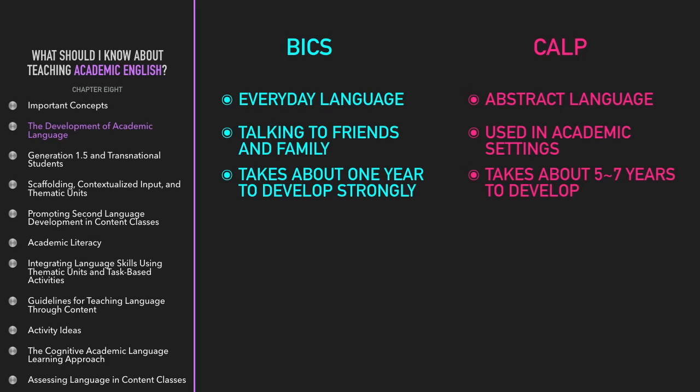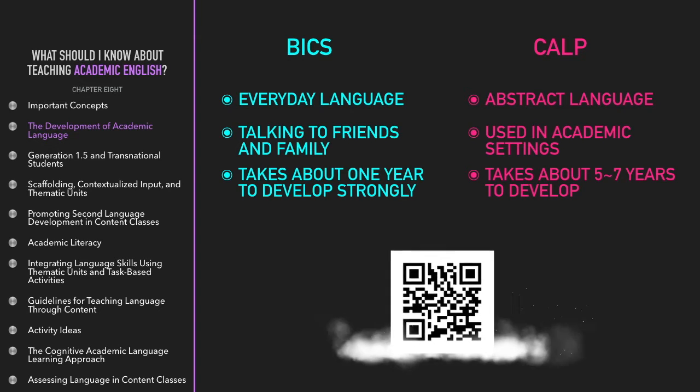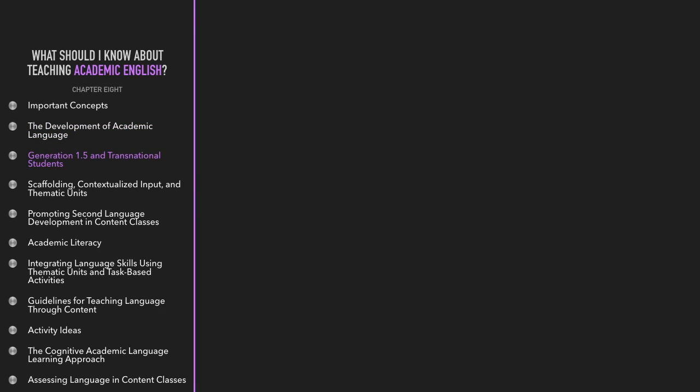Now, if you don't trust me, or you think my explanation of the difference between BICS and CALP is not good enough, scan this QR code here, and you can listen to Dr. Jim Cummins himself explain the differences.